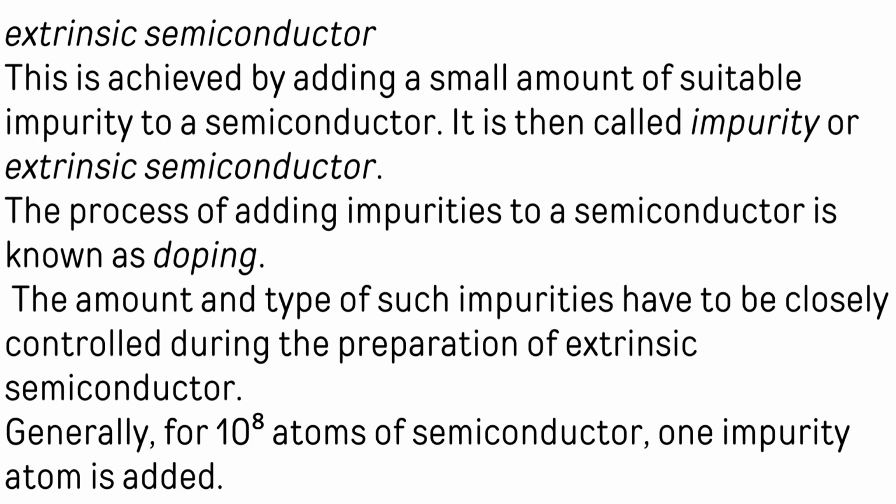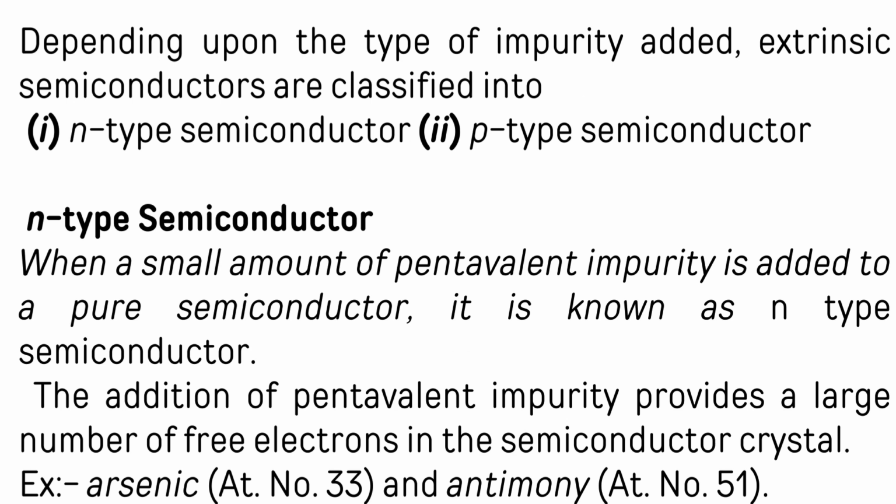Extrinsic semiconductor. This is achieved by adding a small amount of suitable impurity to a semiconductor. It is then called an impurity or extrinsic semiconductor. The process of adding impurities to a semiconductor is known as doping. The amount and type of such impurities have to be closely controlled during the preparation of an extrinsic semiconductor. Generally, for 10^8 atoms of semiconductor, one impurity atom is added. Depending upon the type of impurity added, extrinsic semiconductors are classified into N-type semiconductor and P-type semiconductor.